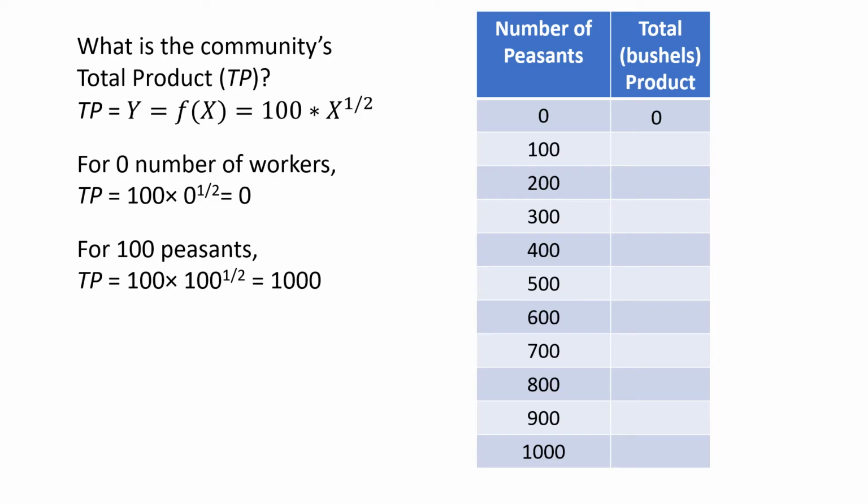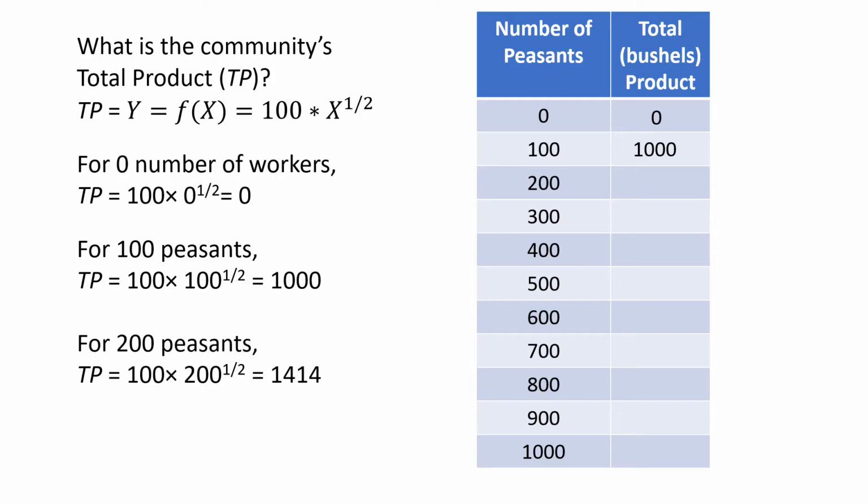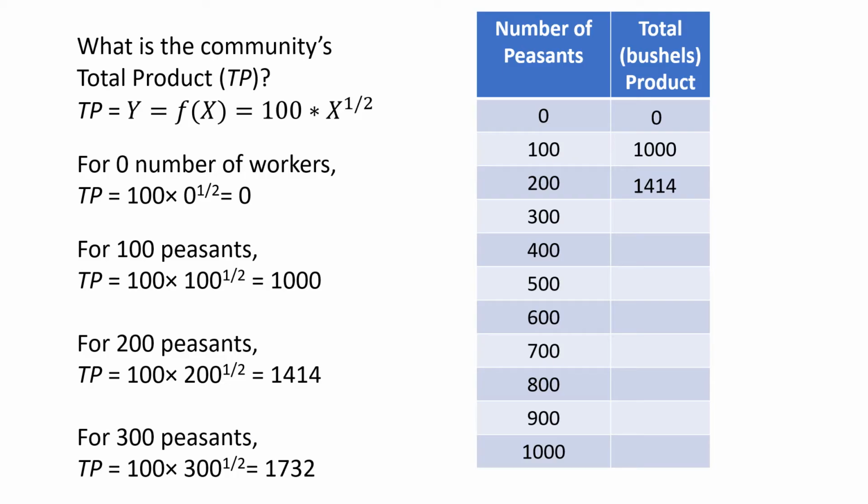For 100 peasants, we have 100 multiplied by 100 raised to the power half, which gives us 1000 as total product. For 200 peasants, we have 100 multiplied by 200 raised to the power half, which gives us 1414 as total product. And finally, for 300 peasants, we have 100 multiplied by 300 raised to the power half, which gives us 1732 as our total product. Going on with the same process until 1000 peasants, we get those values.